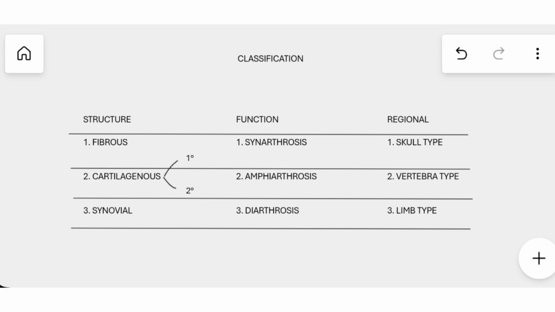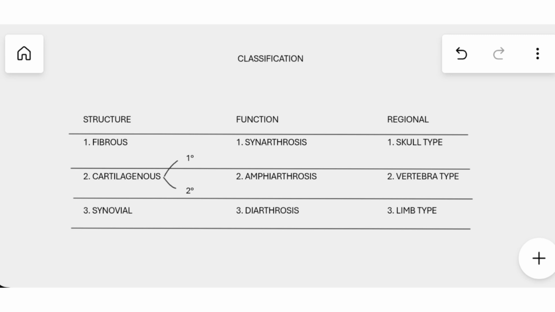The next is on the basis of function. On the basis of function, again the joints are of three types. Synarthrosis, remember this word syn, right? It means no movement, so in synarthrosis the joint has no movement. Amphiarthrosis, amphi means in between or double, so it has some movement but the movement is restricted. And diarthrosis, where there is free movement. On the basis of region, the joints are divided into three types: the joints in the skull, so they are skull type, the vertebra type, and the limb type.